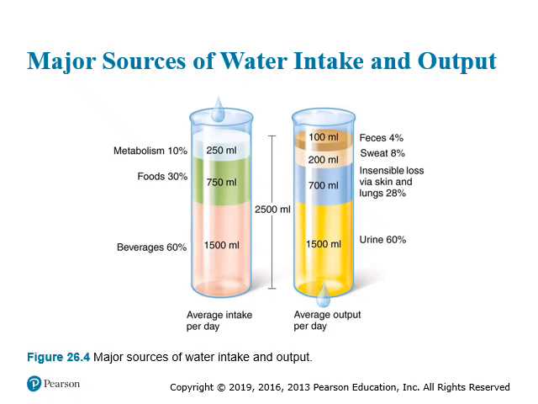Now, your average output would be equal, okay? The total of this is actually 2,500 ml. That's your intake. Your output will be roughly about 2,500 ml, okay? 100 ml is getting into your feces. 200 ml is in the sweat. 700 ml will be the insensible loss via the skin and the lungs. And about 1,500 ml, about 60%, is lost in the urine. That's your average output per day.